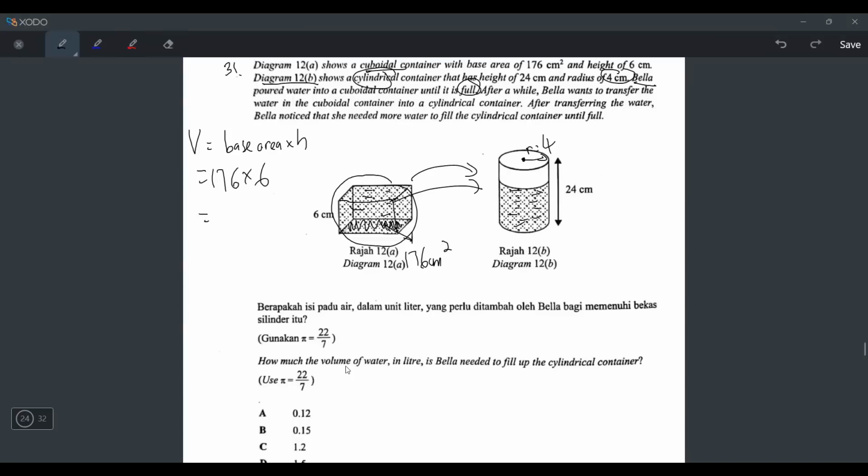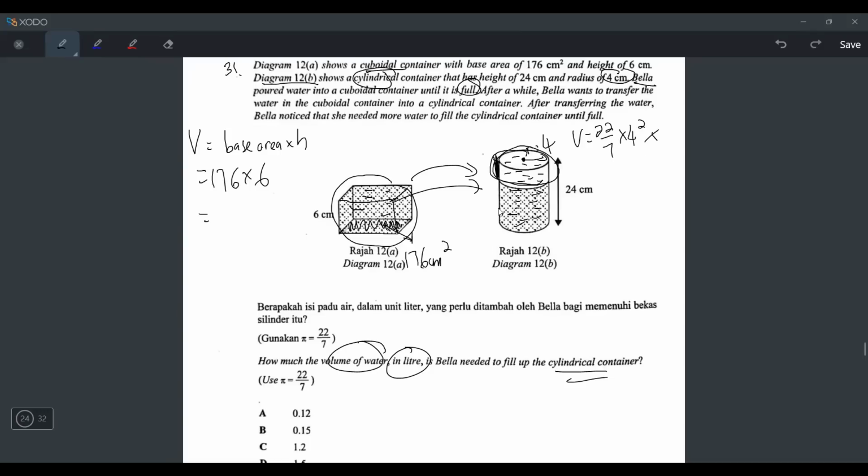Let's keep reading. How much the volume of water in liter is Bella needed to fill up the cylinder container? So I need to know how much volume needed. Means I have to find the volume of this cylinder, this top cylinder. And volume of cylinder formula is pi r square h. And they already say pi use 22/7. The r I already know is 4 square. And the height, I need to know this height.